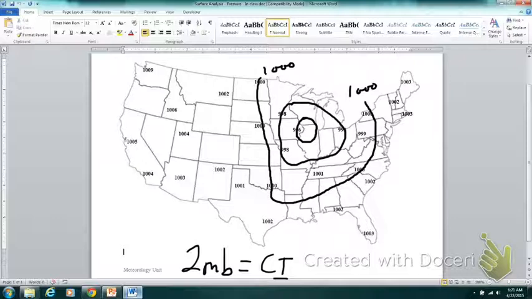Notice these are isobar lines of equal atmospheric pressure. I did not extend them past the border of the map. Please do not do that. If you do it, it makes for a very messy map. Just keep everything within the border of the map.